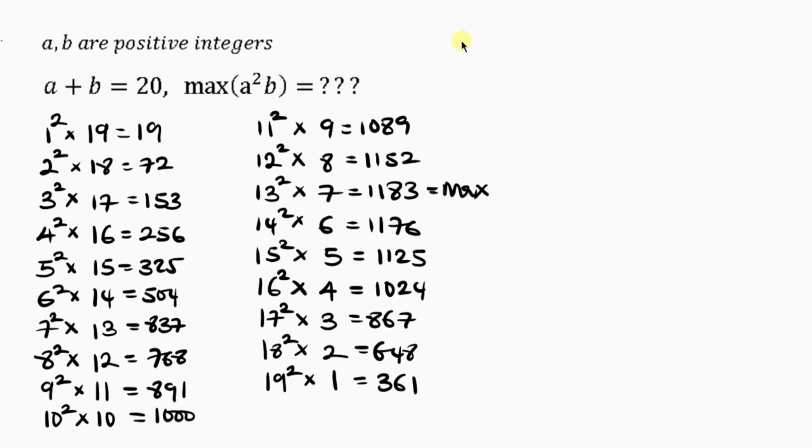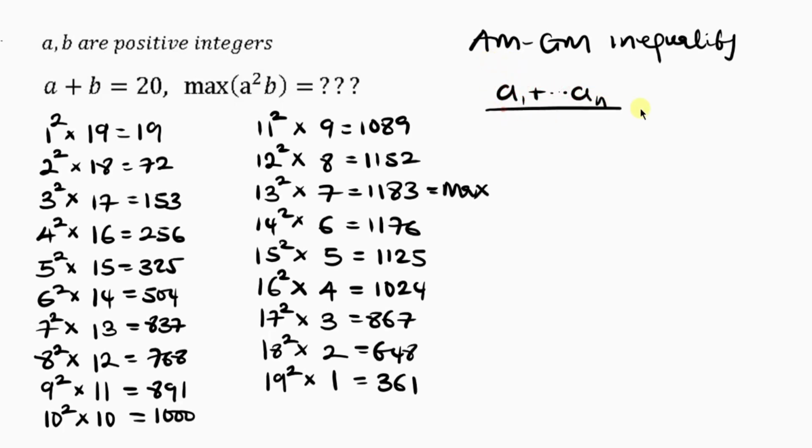So our second method is the AM-GM inequality. We're going to be using the AM-GM inequality to solve this question. And you know, for the AM-GM inequality, we're talking about positive integers here. It says that the arithmetic mean, for example, a1 plus up to an divided by n, is greater than or equal to the nth root of the product.